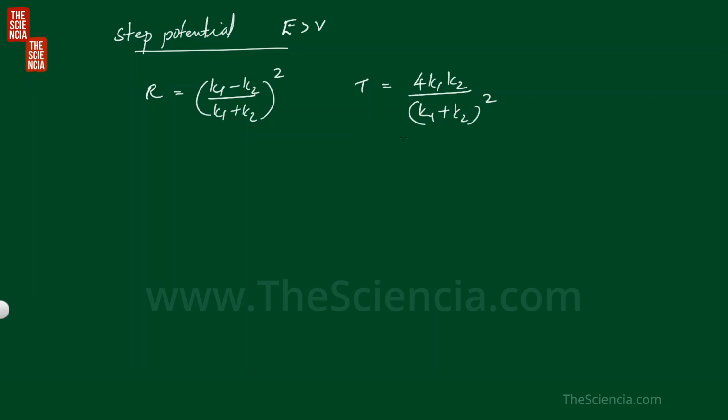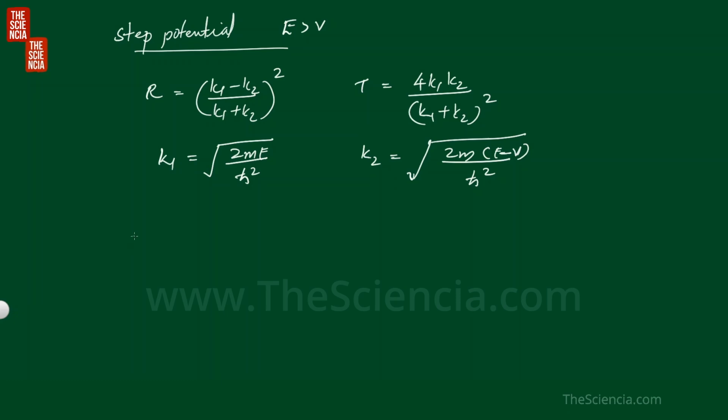Here, when deriving this equation, we took K1 as root of 2mE by h cut square, and K2 as root of 2m into E minus V by h cut square. When solving the Schrodinger equation, we substituted 2mE by h cut square as K1 square and 2m into E minus V by h cut square as K2 square. Are you remembering? After this substitution only, we solved the second order differential equation. So now we are resubstituting these values of K1 and K2.